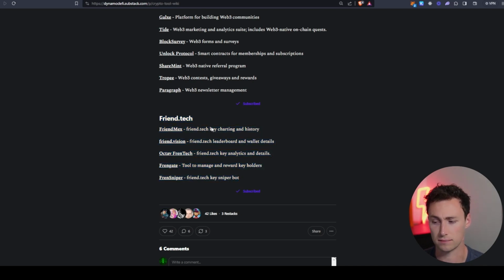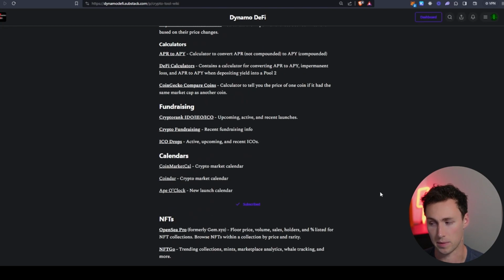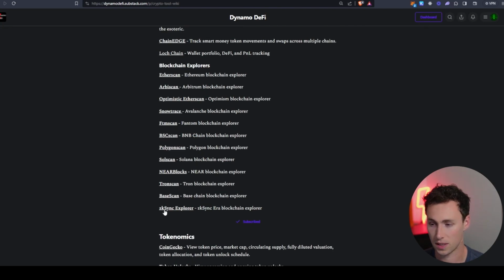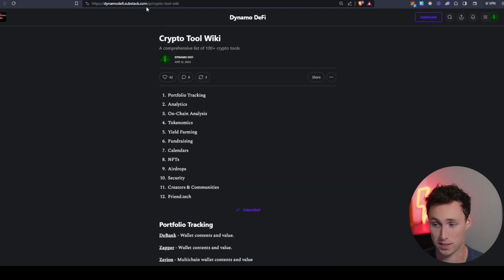Then the final section is tools for SocialFi, or specifically FriendTech. Things like charting, things like analytics, things like key management that might be useful to you. And that's the gist of what's on this document.